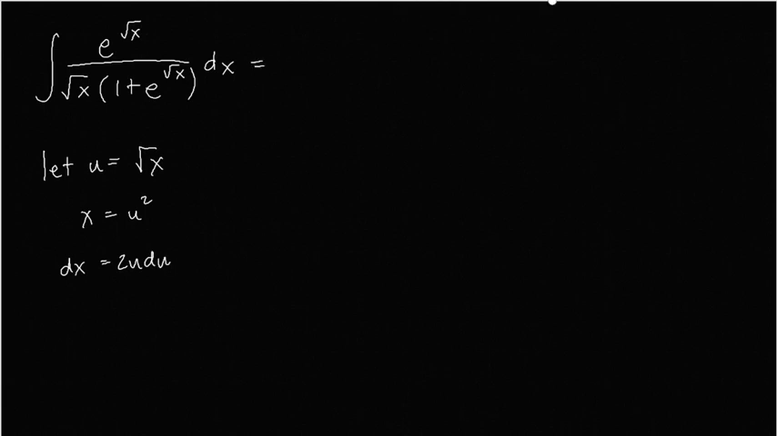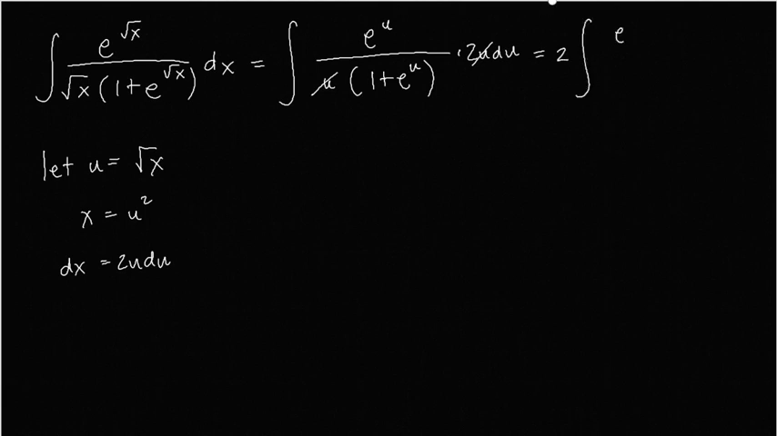Okay, let us substitute everything here. So we have e raised to u as e raised to the square root of x, divided by square root of x, which is now u, times the quantity 1 plus e raised to u. Then dx is equal to 2u du. So if you notice, the u will cancel out here. Then factoring out 2, we have 2 integral of e raised to u du all over 1 plus e raised to u. So this time around, we can use another variable.